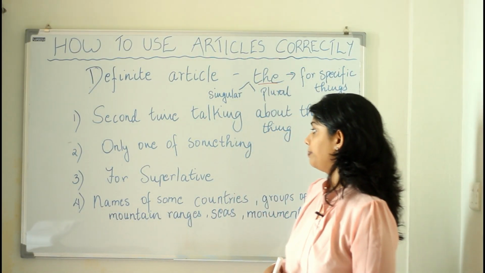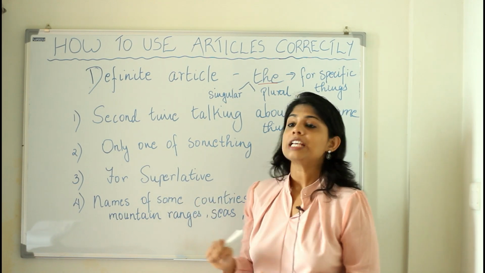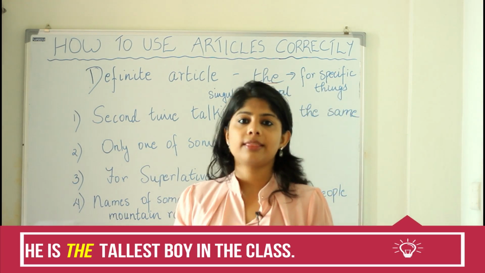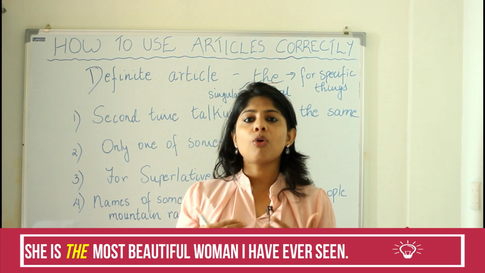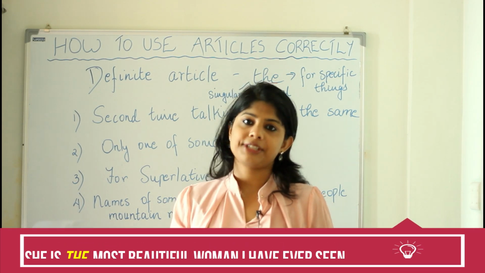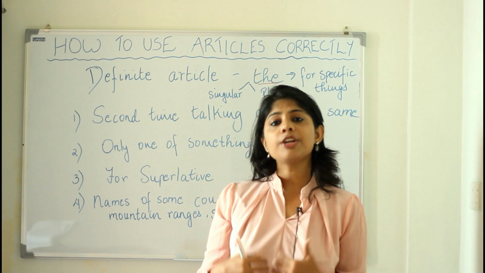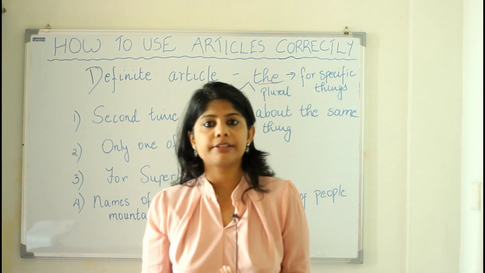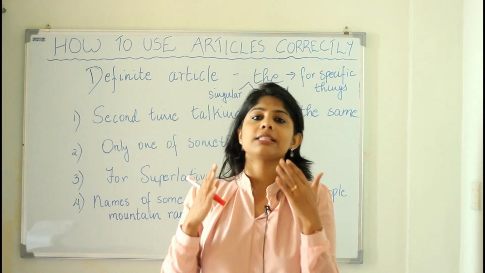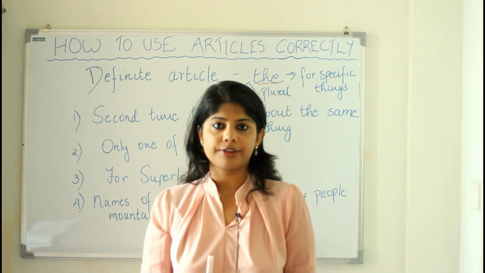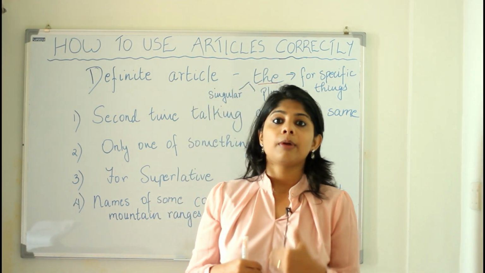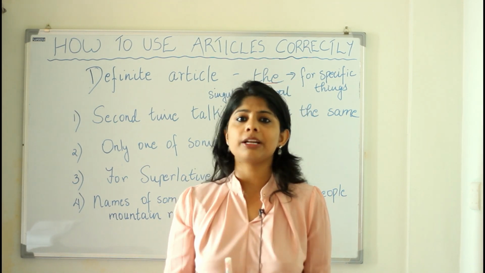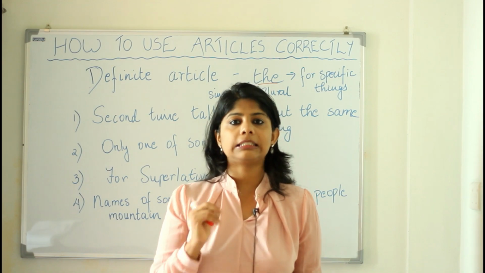The third rule, the is used in case of superlative. He is the tallest boy in the class. She is the most beautiful woman I have ever seen. Now, whenever you are expressing something in the superlative form, you always use the definite article the before it. Tallest, most beautiful, and so on. Before any superlative degree, you will add a the.